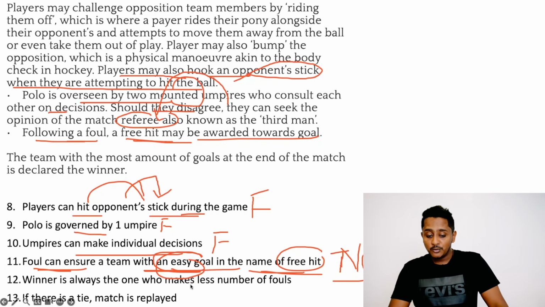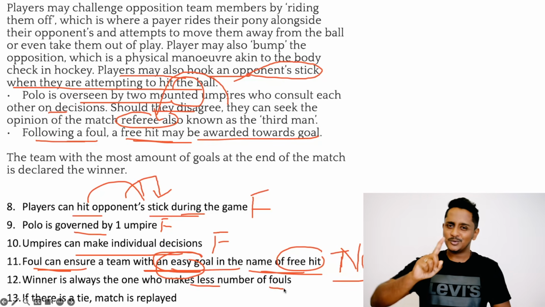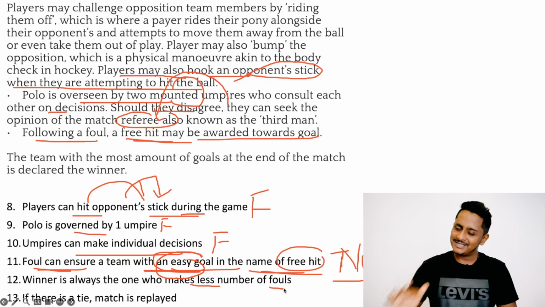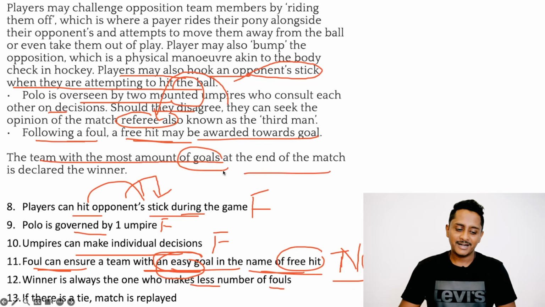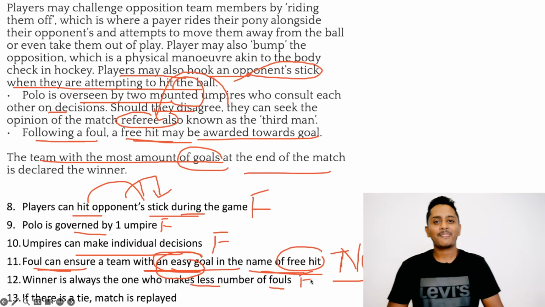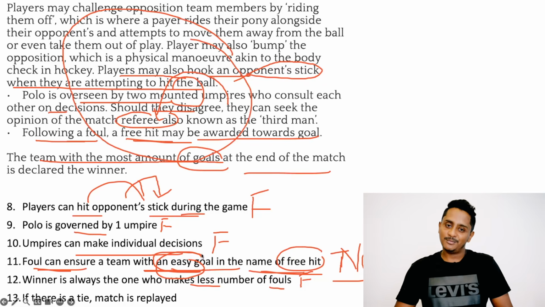Winner is always the one who makes less number of fouls. I think if you use your common sense, winner is always the one who scores more number of goals, not makes less number of fouls. So the team with the most goals at the end of the match is declared the winner. So this is exactly contradicting. If there is a tie, the match is replayed. We don't have any information about the tie, so this is going to be not given.